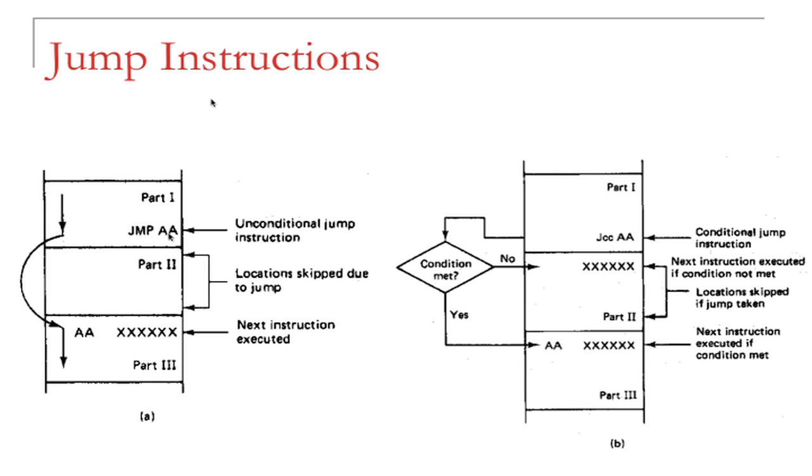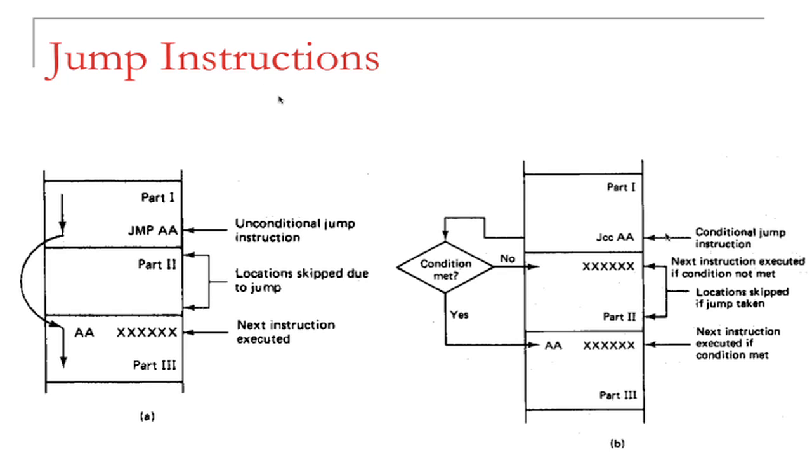So when the microprocessor executes this JMP instruction, no matter what instruction you have in part 2, this instruction will take the microprocessor's execution directly to this instruction here in part 3 because of this label AA.